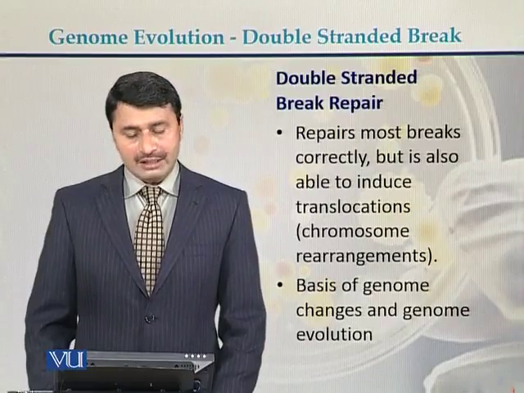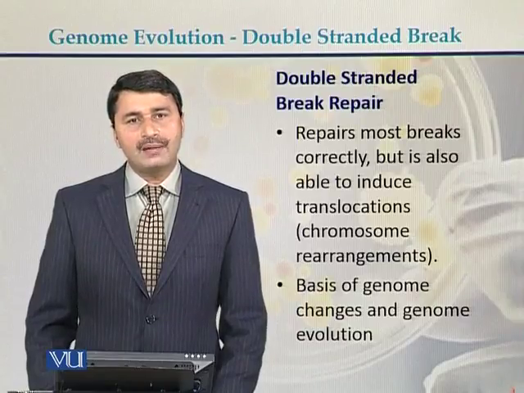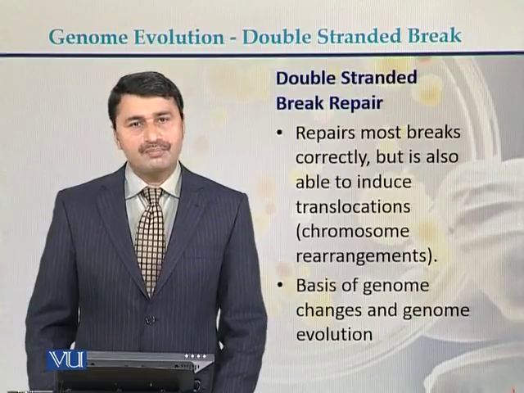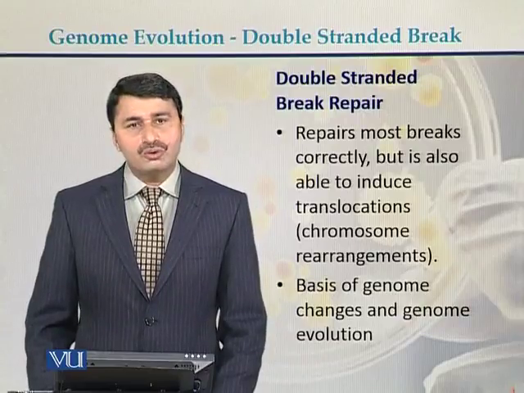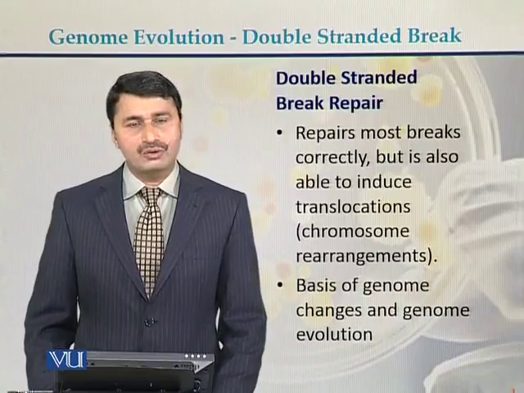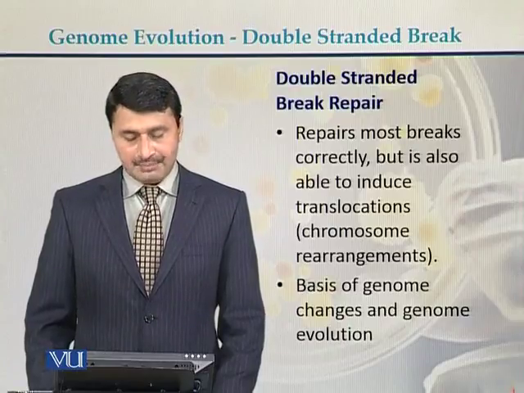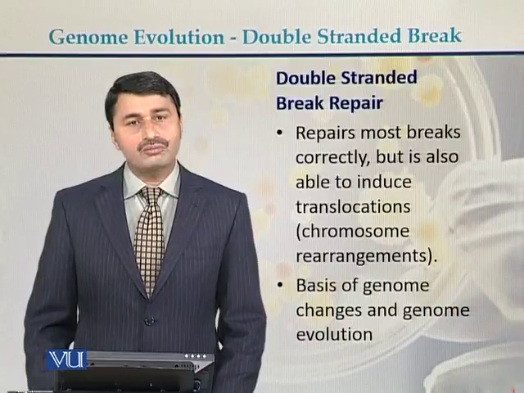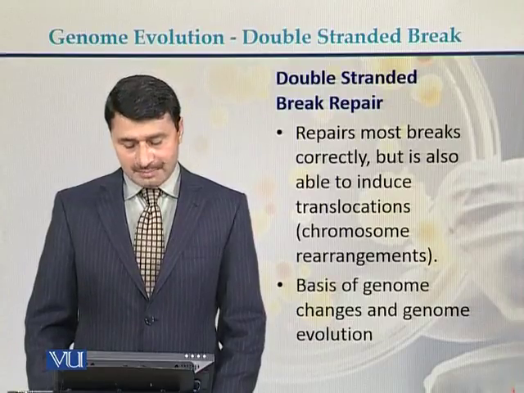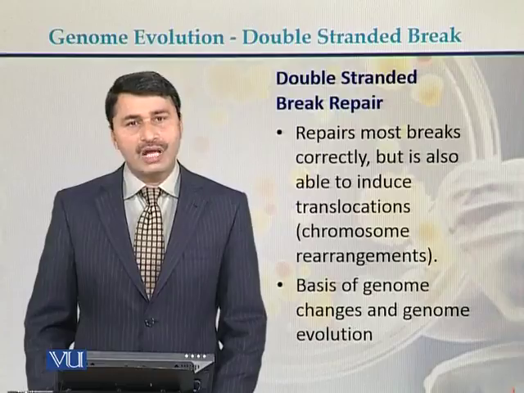A repair mechanism which is present in the cells or in the genomes of mammals and eukaryotes repairs most breaks correctly, but sometimes it is able to induce translocations in the chromosomes, which can be in the form of chromosome rearrangements. These translocations or chromosomal rearrangements are actually the basis of change in the genome, and they are the basis for genome evolution.